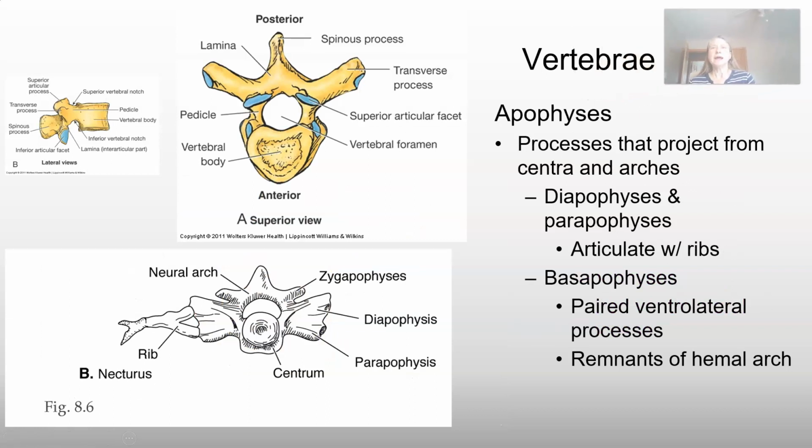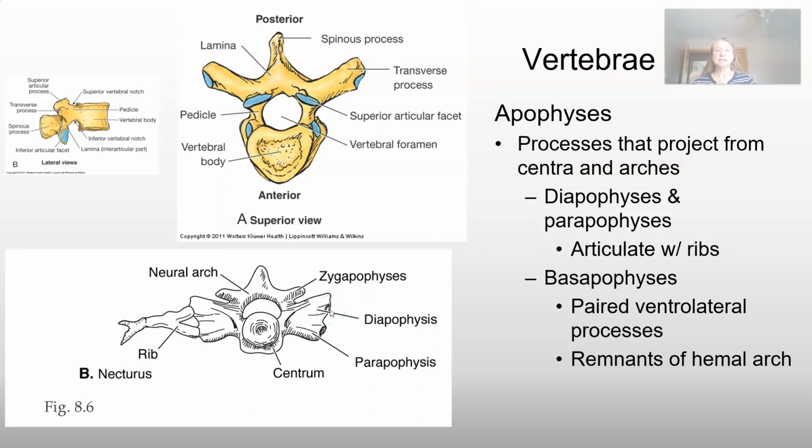All right. So now with the vertebrae, there's all these bumps and processes, and we do have to pay attention to these because these bumps and processes, or apophyses, are processes that project from the centra and the arches. So again, the centra here, and again, we have the neural arch posteriorly. So when we think about diapophyses and parapophyses, these are what are articulating with the ribs. So here on this human vertebrae, right here and right here is where the rib would articulate. So the dorsal rib would come here and then touch here and then come around and help protect ventrally.